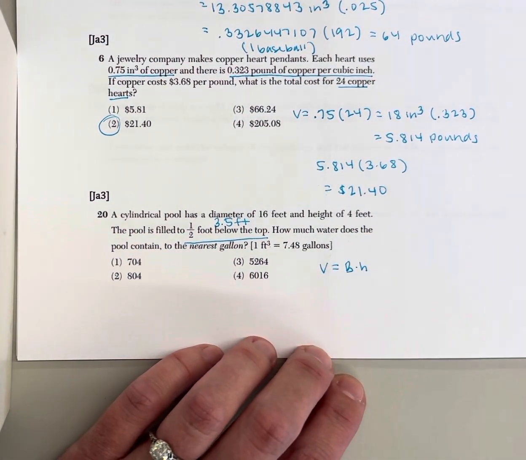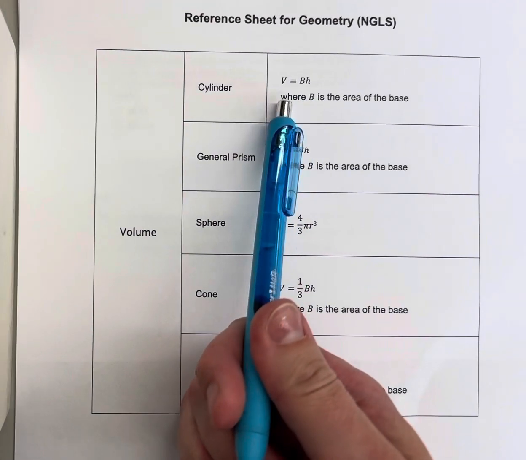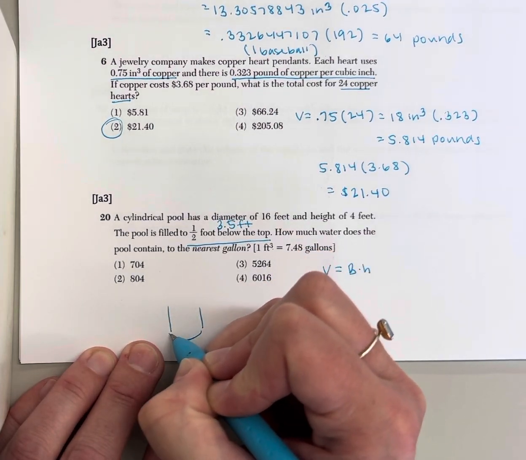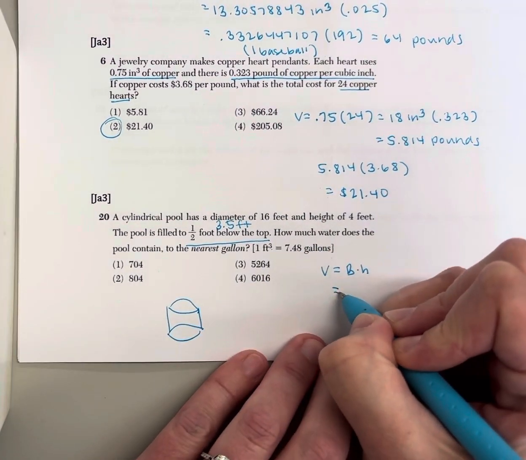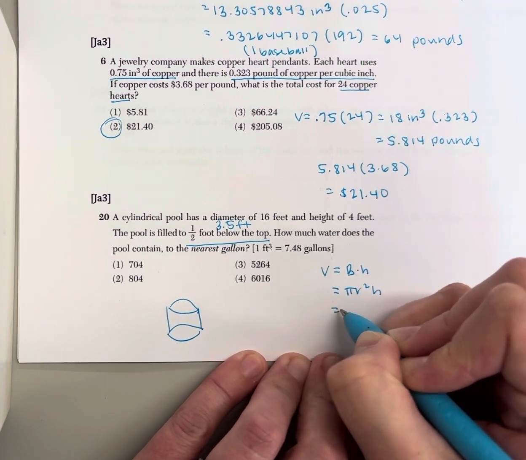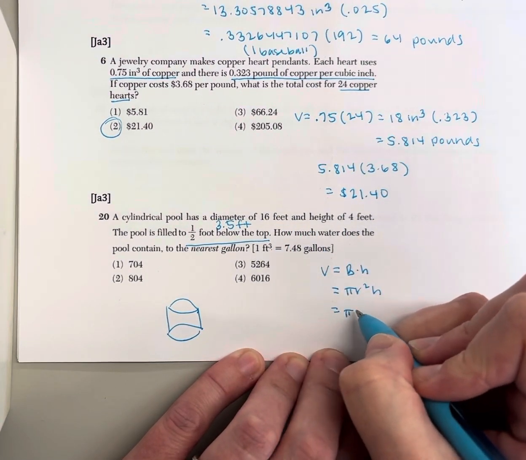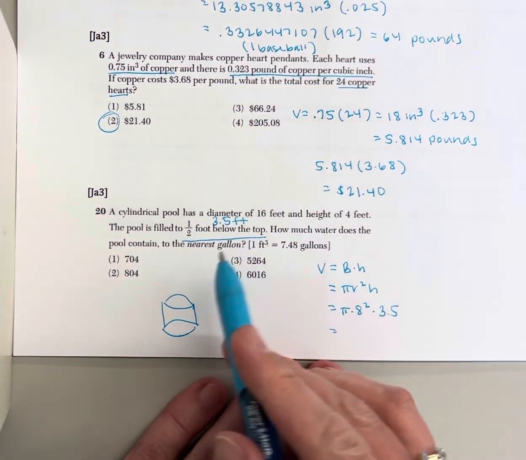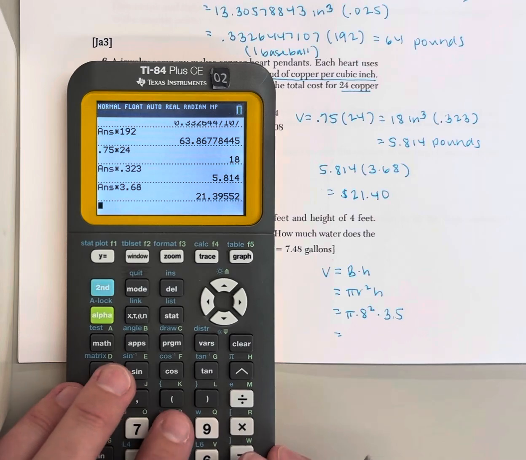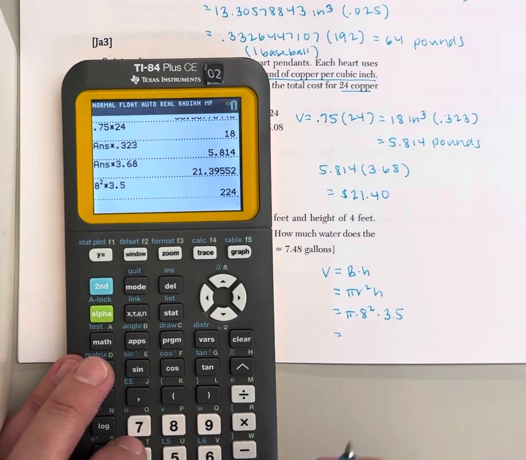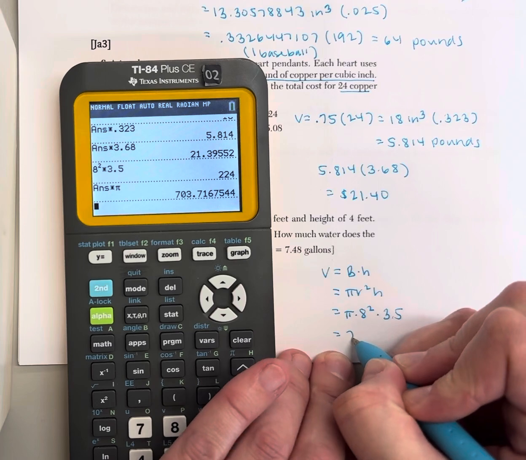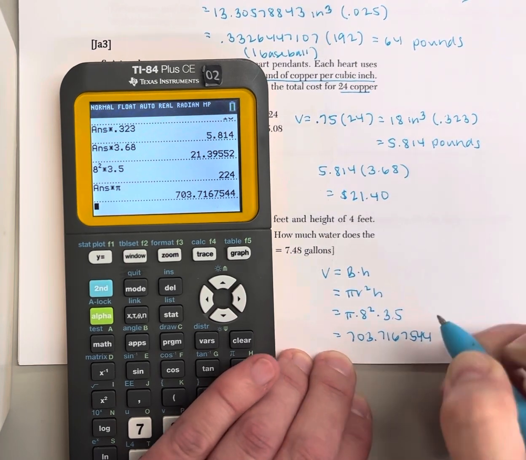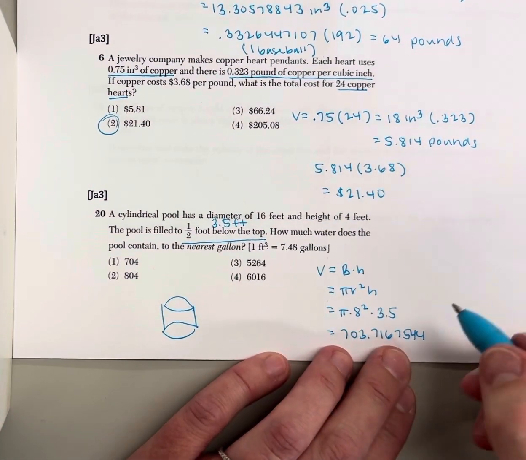Now, cylindrical pool, cylinder, capital B H. B is the area of the base. A cylinder looks like this. The area of the base is pi r squared. The diameter is 16, so that means the radius is half of that, which is 8. The height is 3.5 feet because it's filled to 1/2 of a foot below the top. So we've got a volume of like 703.7167544. This is feet cubed.